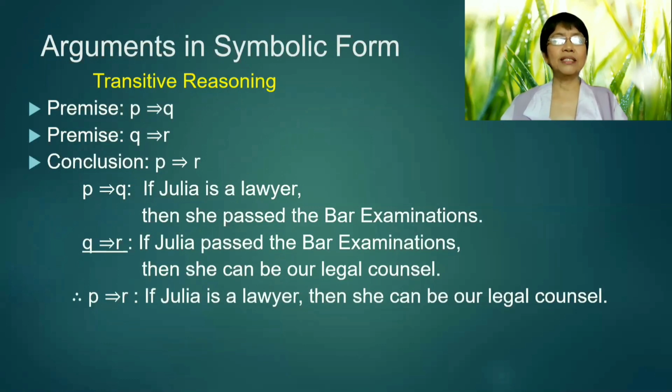P implies Q: if Julia is a lawyer, then she passed the bar examinations. Q implies R: if Julia passed the bar examinations, then she can be our legal counsel. Therefore, P implies R: if Julia is a lawyer, then she can be our legal counsel.